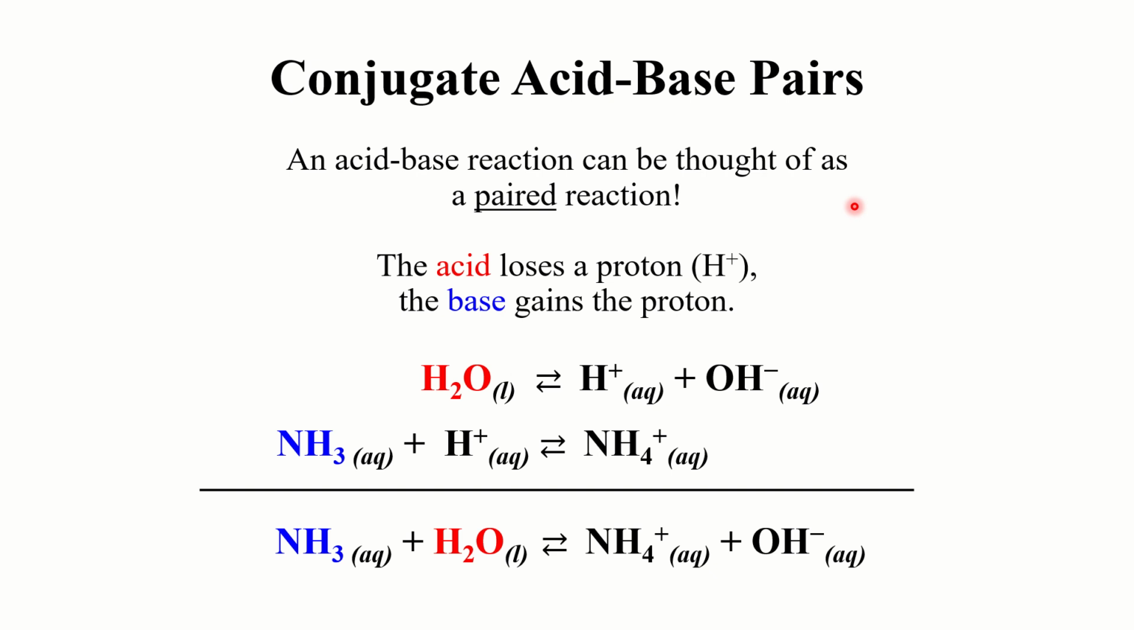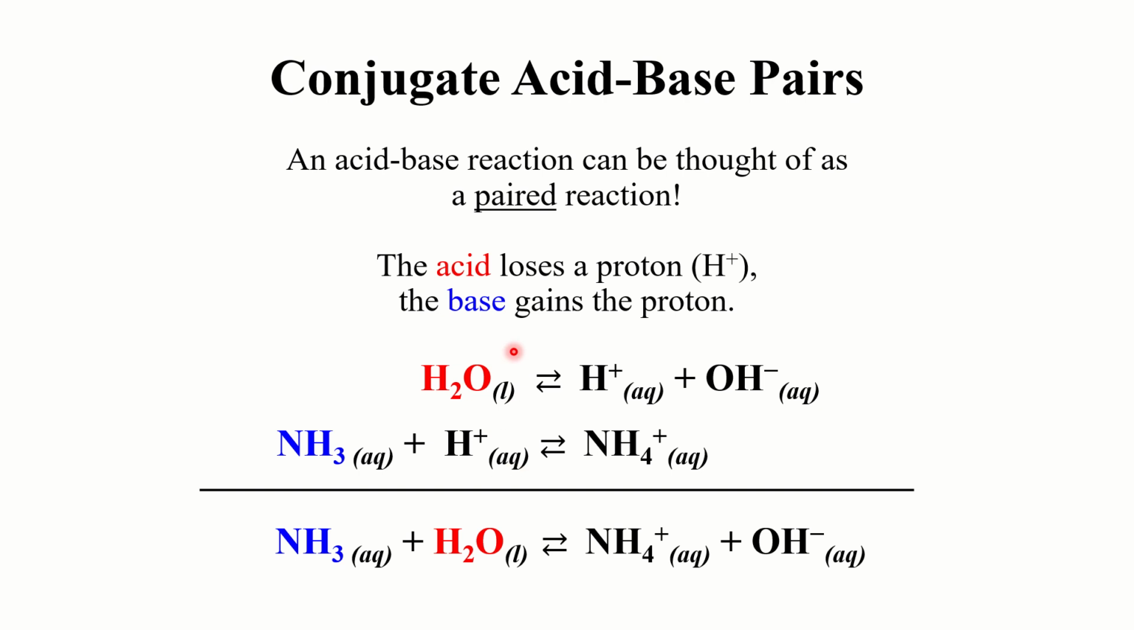So an acid-base reaction can be thought of as a paired reaction. The acid is losing a proton and the base is gaining a proton. So in this reaction here, we should notice that NH3 is the base. Notice that NH3 is gaining a proton and it goes from being NH3 to NH4 plus, whereas water is acting as the acid. On the left side, it's H2O, and on the right side, it's OH minus. So from the left to the right, water is losing a proton, or we could say that it's donating a proton. So this makes water the acid.